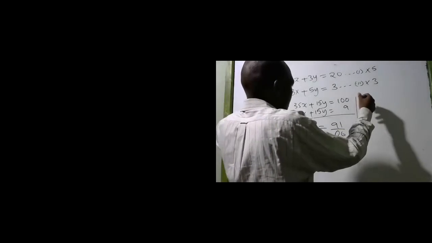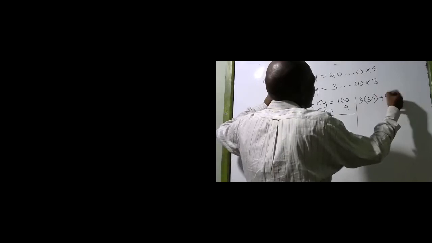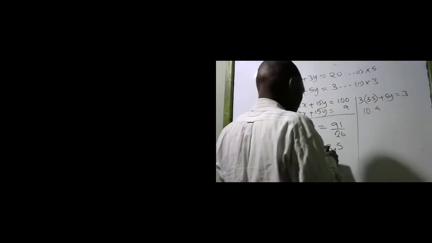Now we can find the value of y. So you can take one of these equations, and that is 3. Where there's x, we substitute with 3.5. Then plus 5y is equal to 3. So 3.5 times 3 is 10.5, then plus 5y is equal to 3.